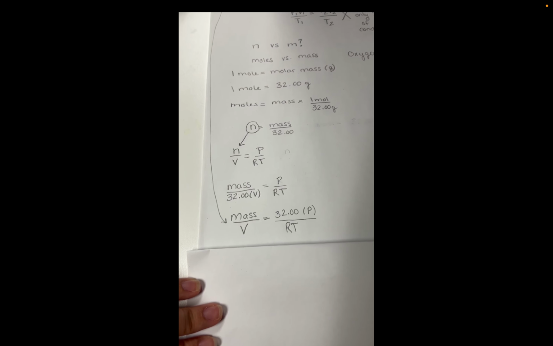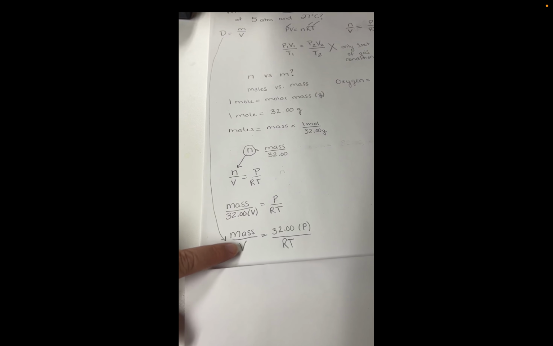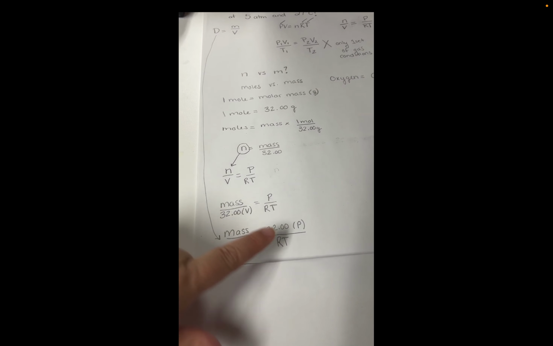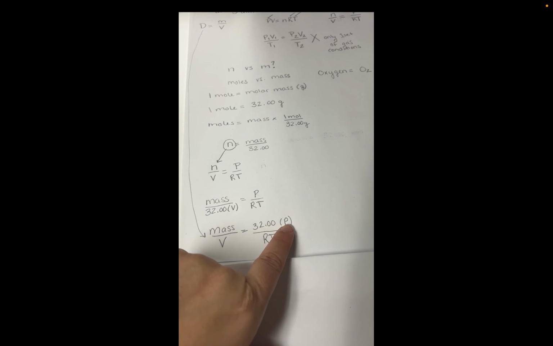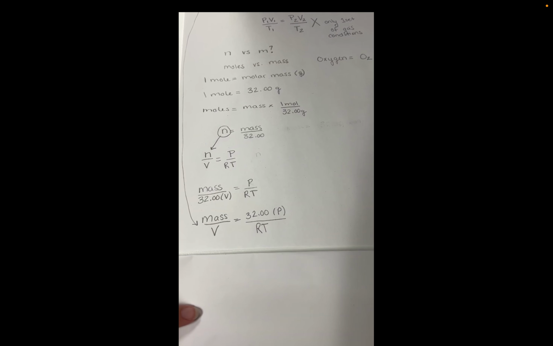This is good because I was looking for the density, which equals mass over volume. So now this is going to be the density, and it's going to be equal to 32 times the pressure over the gas constant times the temperature. And then I can solve my problem because I have the pressure, the gas constant, and the temperature.